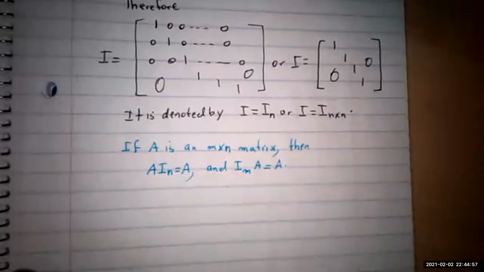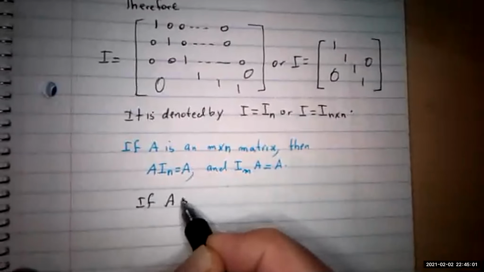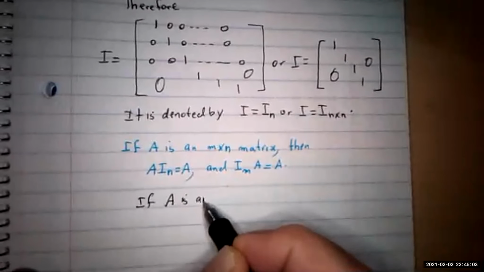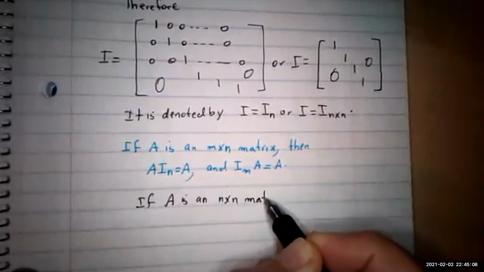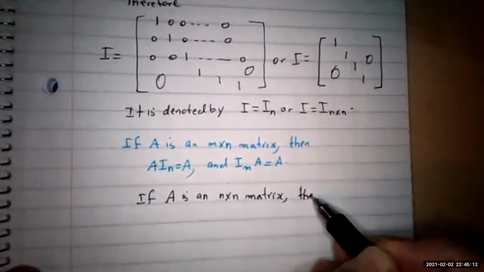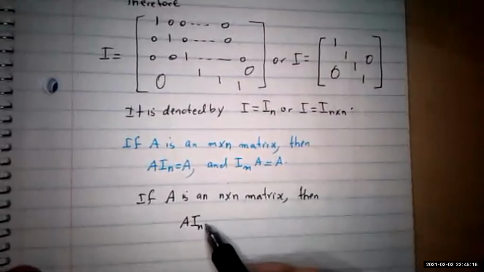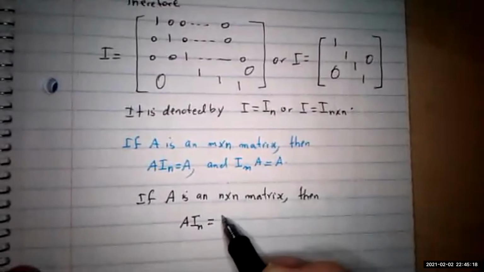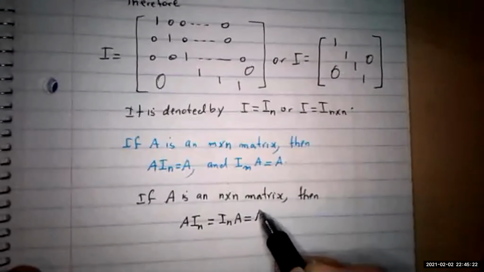And this is going to be the case. Of course, if A is a square matrix, an n by n matrix, then A times I_n is equal to I_n times A, which is equal to A.